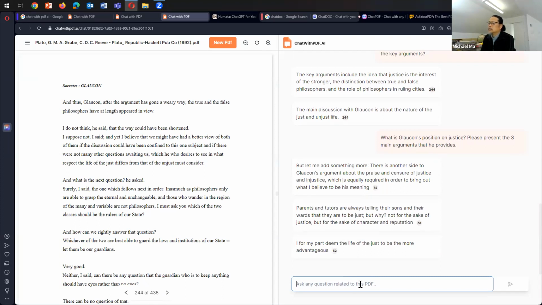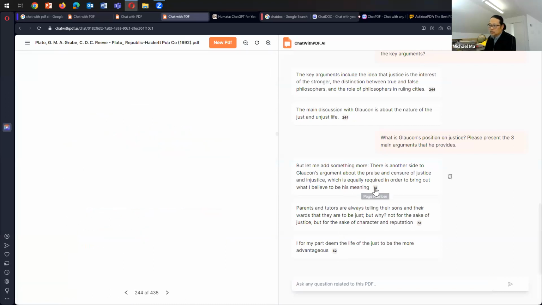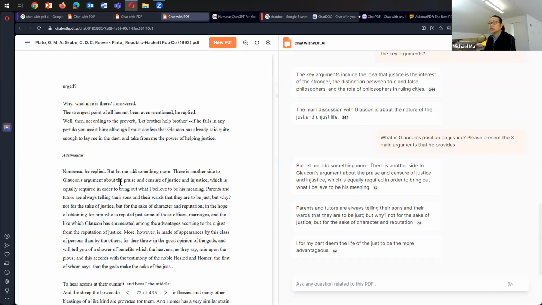Oh, okay. So it's quoting. It's actually very fragmented, in the sense that I don't feel that chatting with this document on the left is actually a chat. It seems like it's bringing me to specific passages and almost quoting them. Here it says quotes on 72, but where is it? I don't know where this is. It's not that useful in the sense that it's not being highlighted. But let me add something more. There is another side to Glaucon's argument about the praise and censure of justice and injustice, which is equally required in order to bring out what I believe to be his meaning. But who is I?